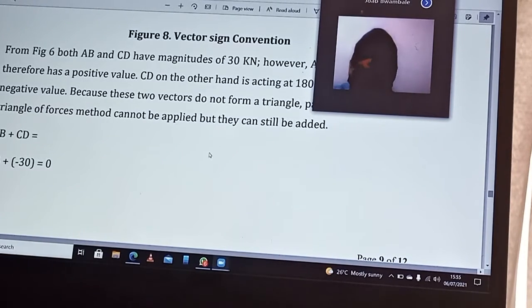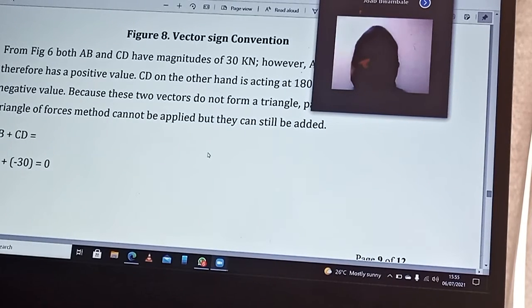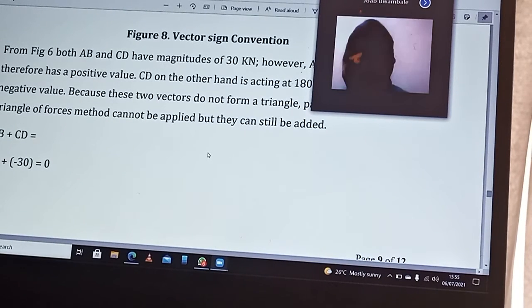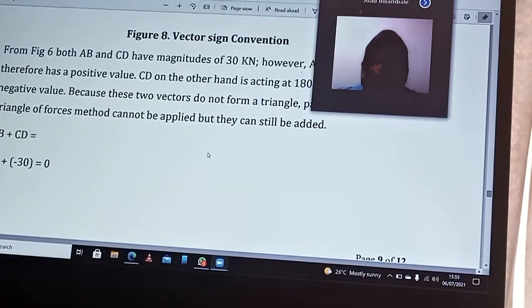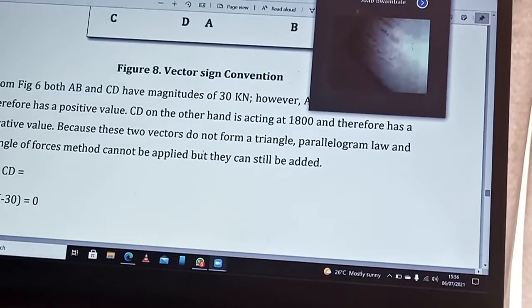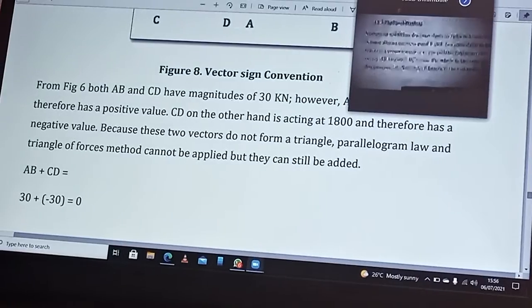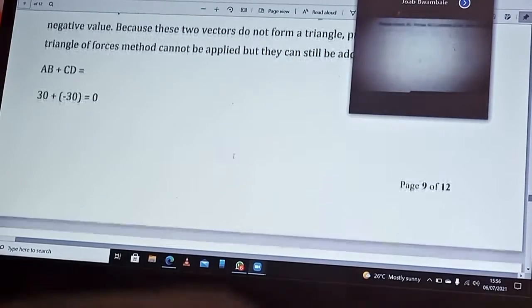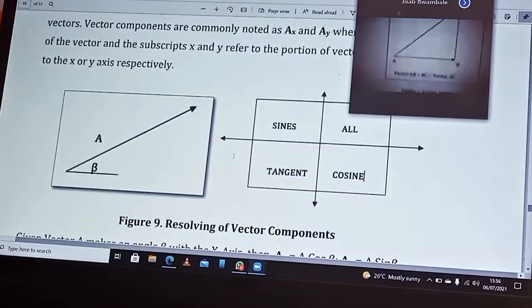So I can see my time is warning, but basically that is what we will be dealing with. In the methods you're supposed to look at under vectors, we are supposed to look at vector addition. One is the graphical method, and that is where we'll discuss things to do with triangle forces, which is this one.